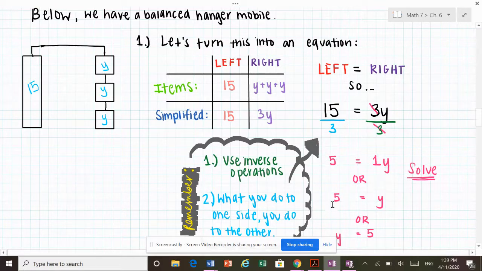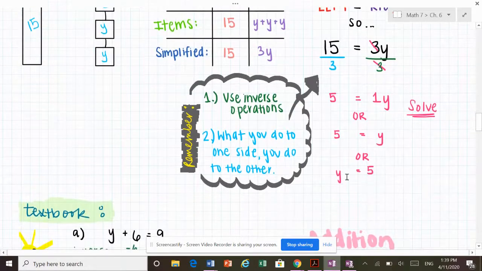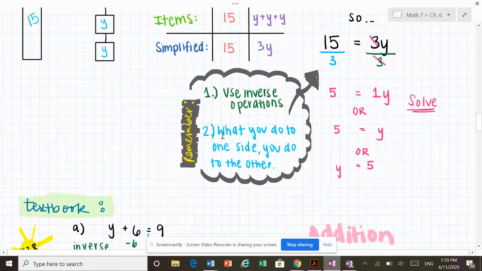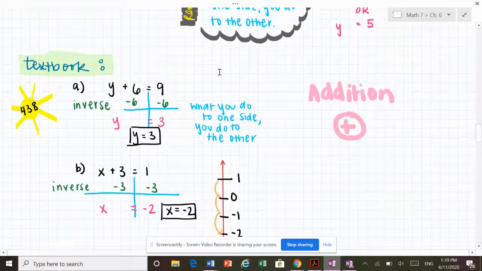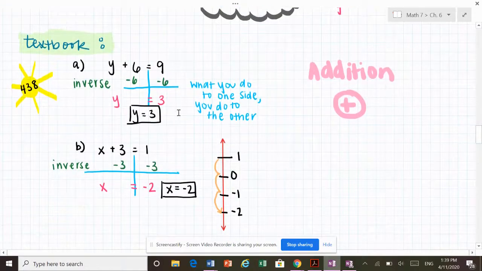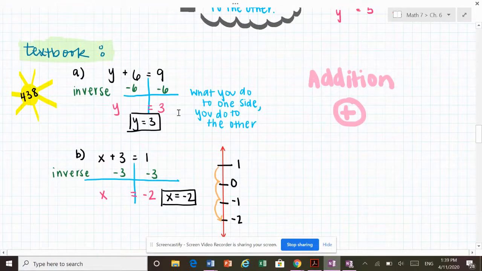Or you could also write it as 5 equals y because there's always an invisible 1 as our coefficient right here. You could also write it as y equals 5 with the variable on the left. Just depends on what you prefer. So that's our first example. Let's look at some examples from the textbook. So if you want to follow along, you can. These are already worked out problems, so just use this to check your work or pause the video.